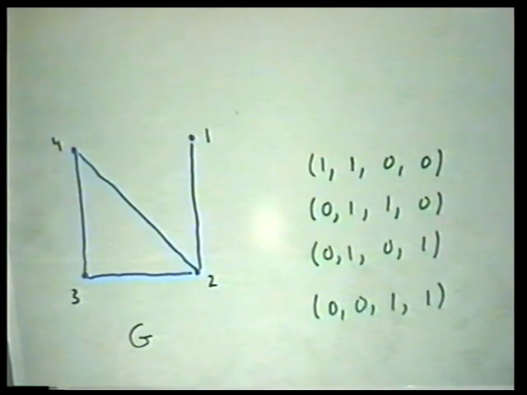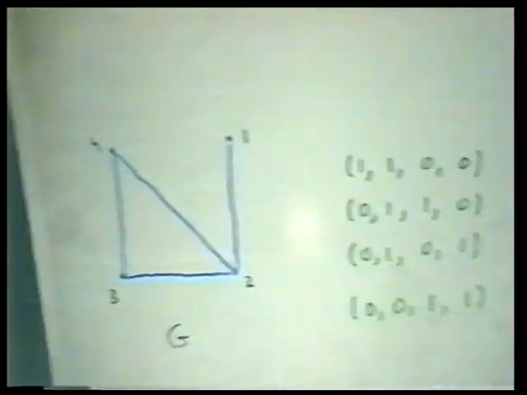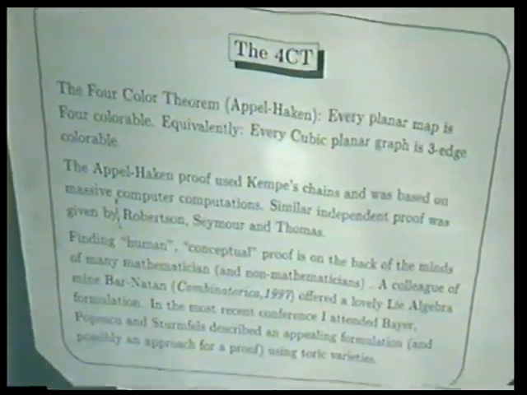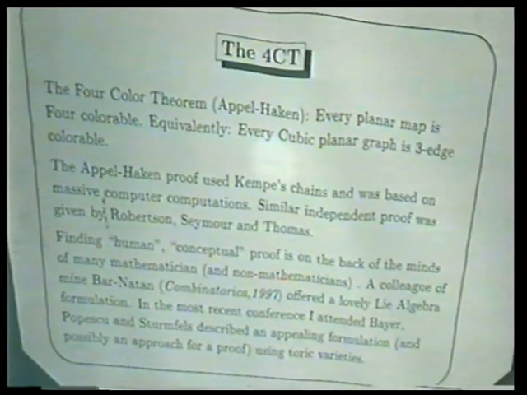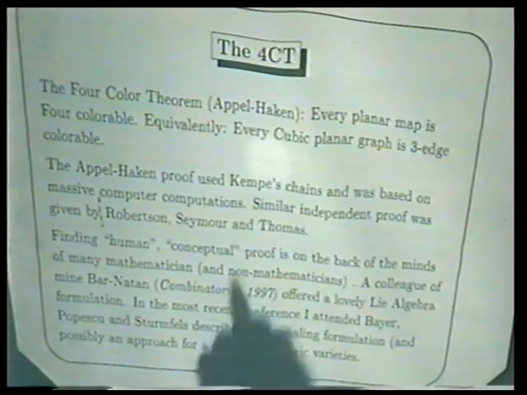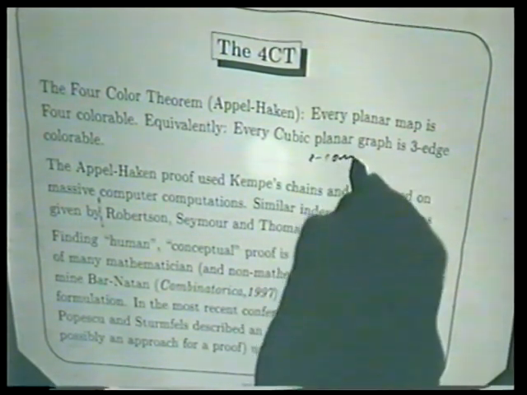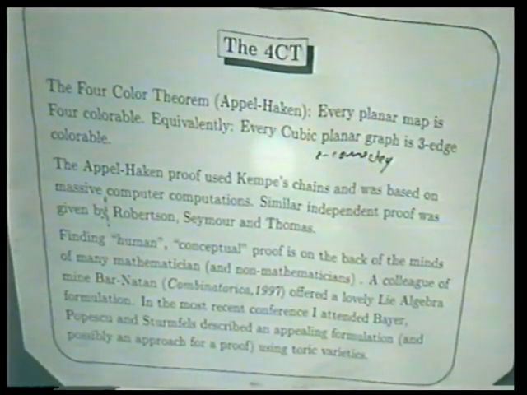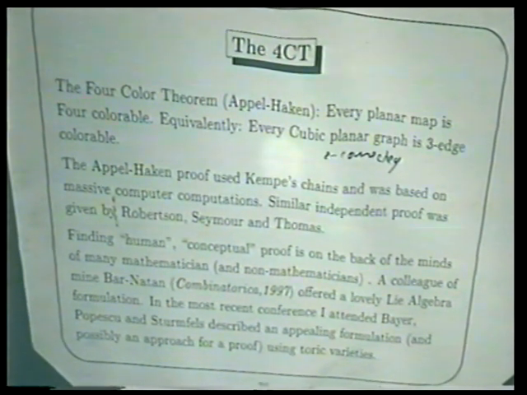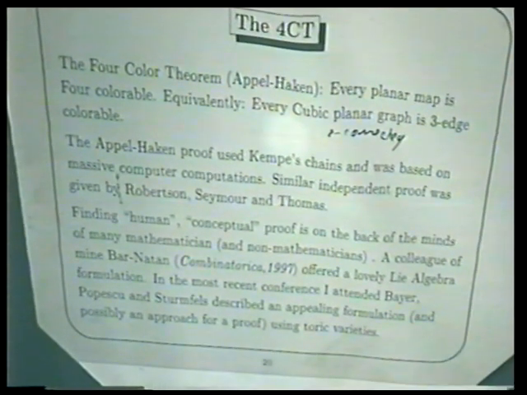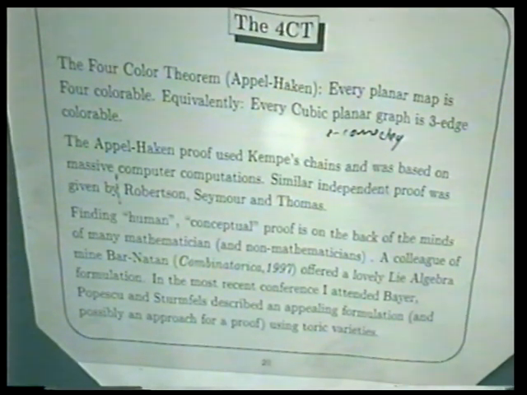So I will repeat some of what Noga has said, and I'll remind you of the 4-color theorem, which says that every planar map is 4-colorable. And as Noga indicated, this is equivalent to saying that every cubic, let's say 3-connected, planar graph is 3-edge colorable. So whenever we have a cubic planar 3-connected graph, we can color the edges with 3 colors. Again, the Appel-Haken proof, and here I forgot one of the authors, used computers.